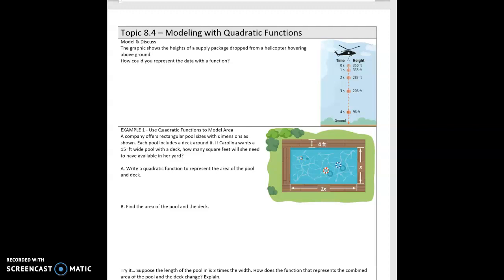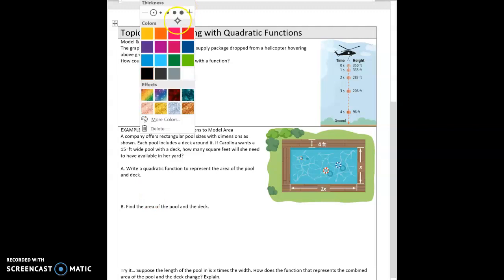Again, do this top part as a warm-up. Look for a pattern of what it's decreasing or increasing by, and just write whatever function you think might fit that. Okay, so we're going to go to example 1 down below.